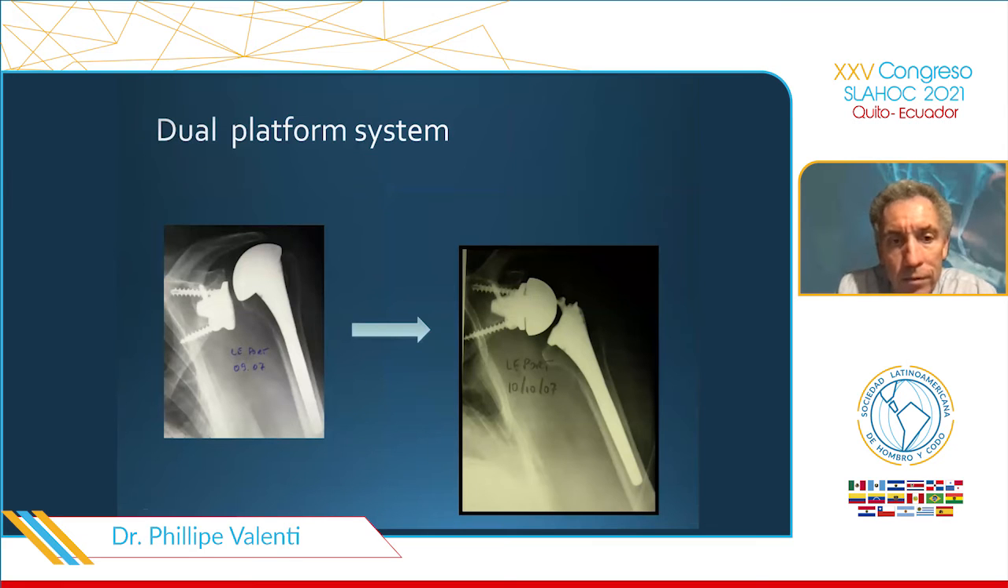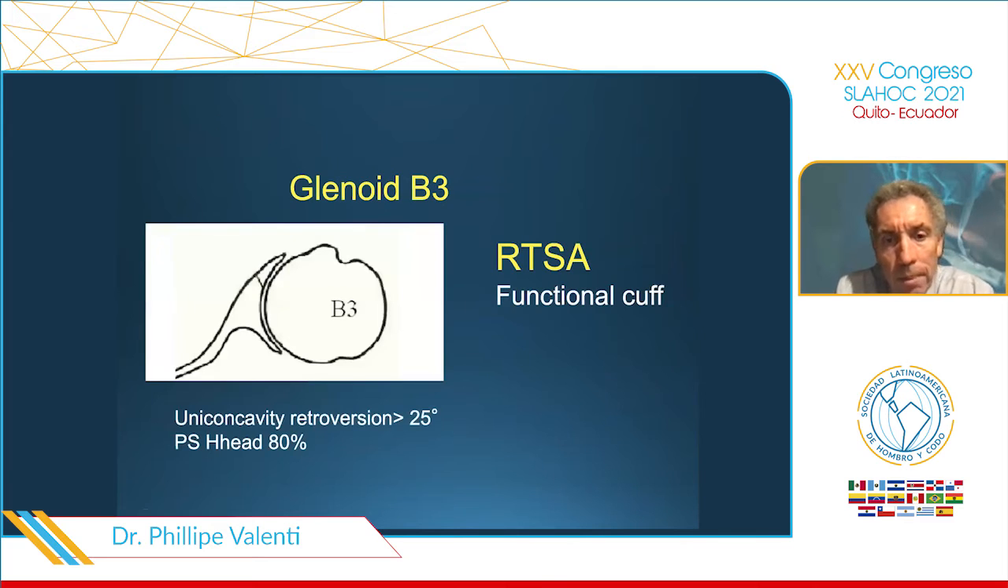So in this case, if you have any problem with the metal back, you can shift to the reverse without any removal of the stem or the glenoid component.